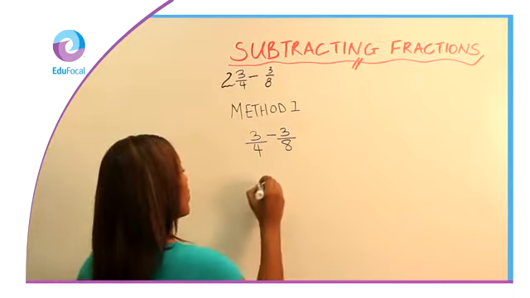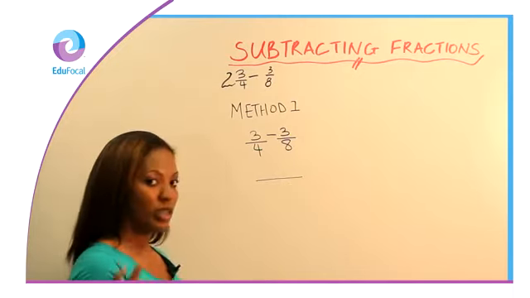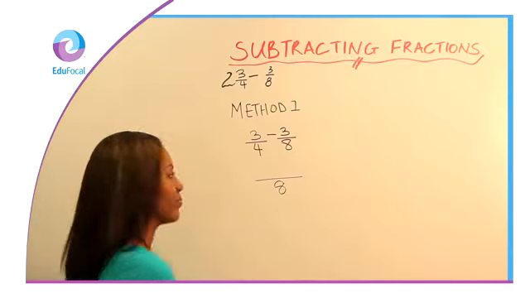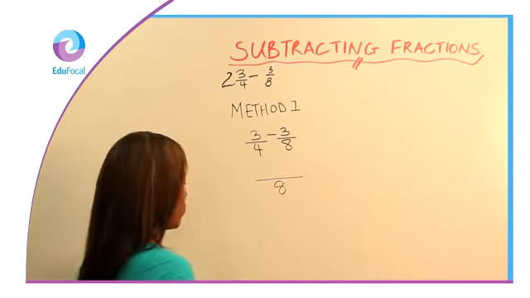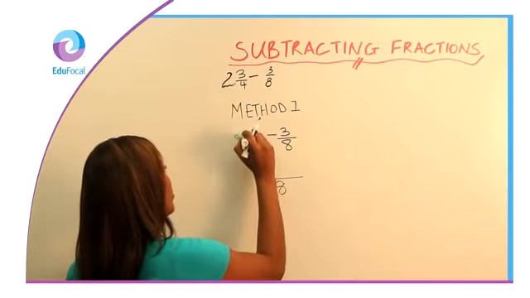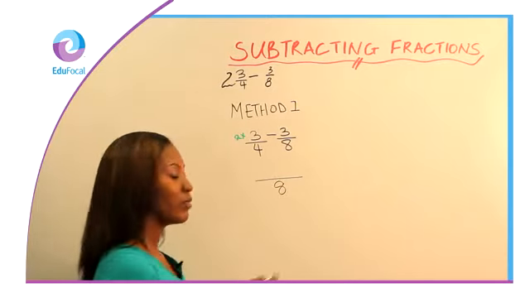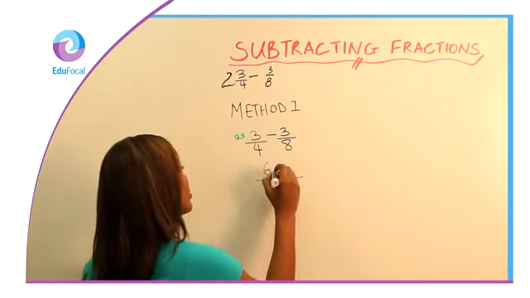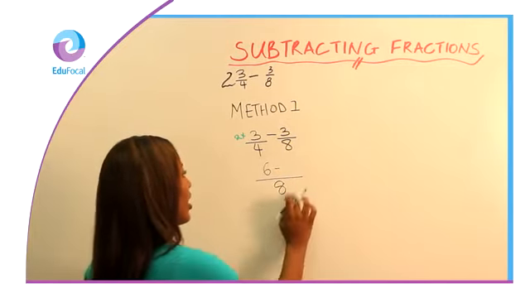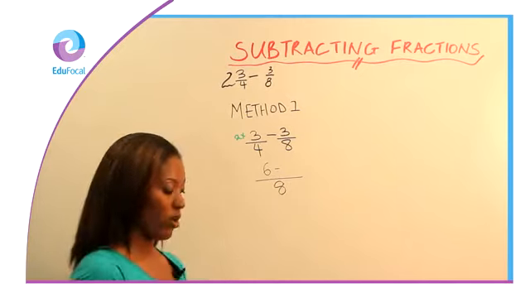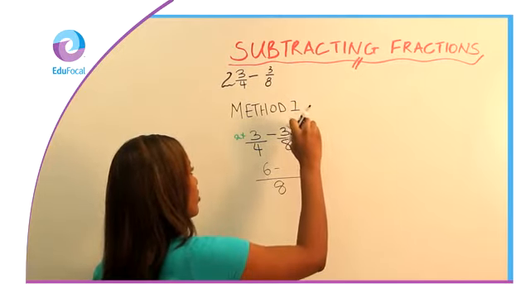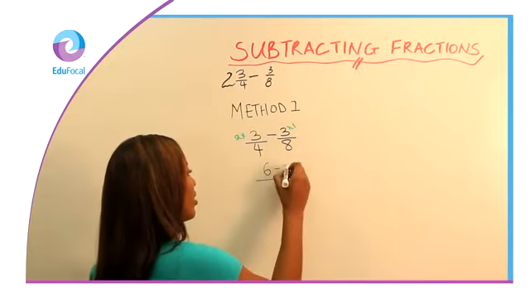First step, find your LCM, which will be your new denominator, which is 8. 8 divided by 4, 2. 2 times the numerator of the first fraction. So you have 2 times 3, which is 6. Minus, doing the same for the second fraction, 8 divided by 8 is 1. And 1 times the numerator of the second fraction. And so we have 3.